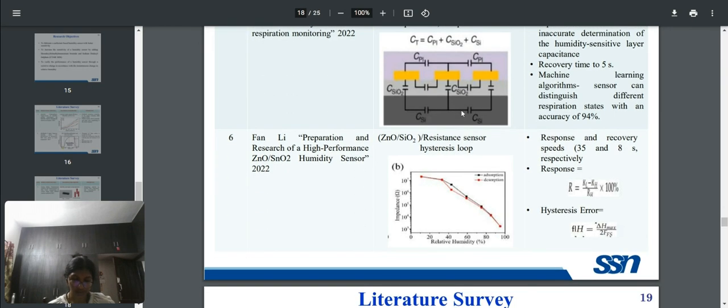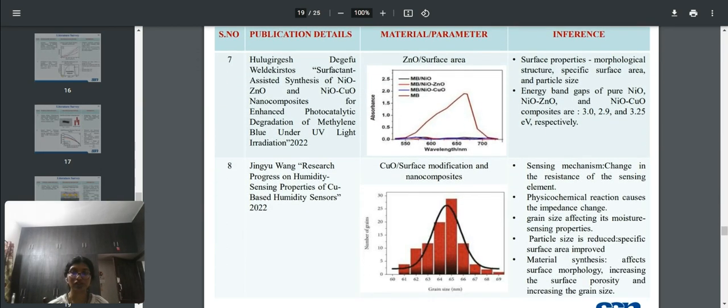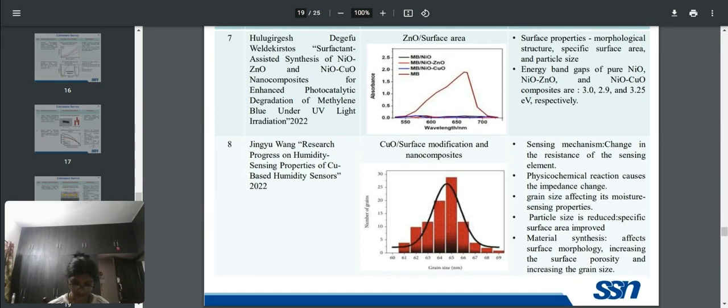In paper number 6, a ZnO SnO2 humidity sensor, humidity is measured by a resistance sensor, hysteresis loop. Paper number 7, which is not exactly a humidity sensor, is the surfactant assisted synthesis of NiO, ZnO nanoparticles and NiO CuO nanocomposites for the enhanced photocatalytic degradation of methylene blue under UV light radiation. The energy bands of pure ZnO, NiO, and their mixture have been studied in great detail in this paper.